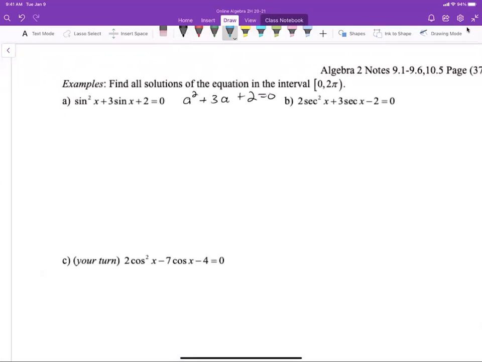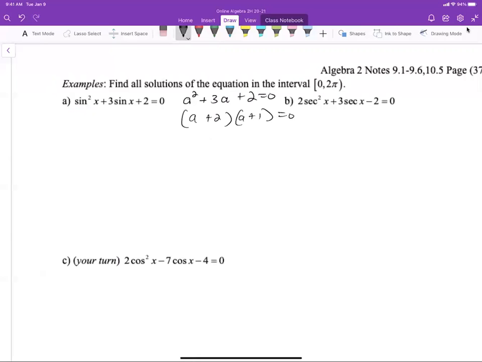And a is just the sine of x. So sine of x squared plus 3 times sine of x plus 2. And if that is my equation, I can factor this. I need 2 numbers that multiply to 2 and add to 3. So plus 2, plus 1, and then I have a and a.